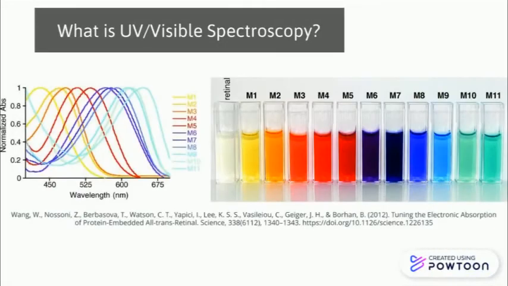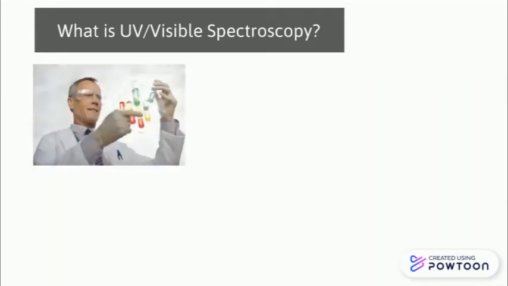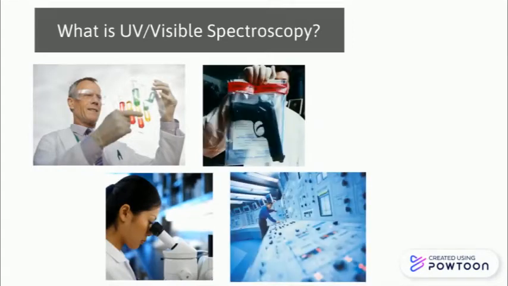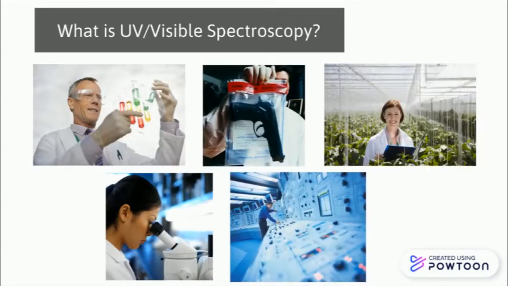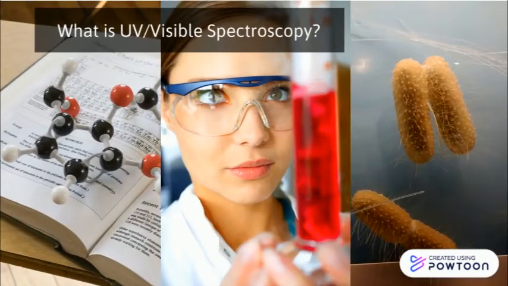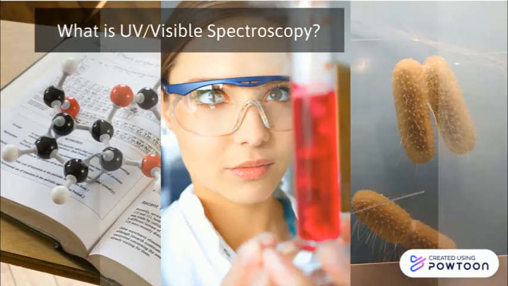Molecular absorption spectroscopy in the ultraviolet visible region of the spectrum is a widely used technique in chemistry, biology, forensic sciences, engineering, agriculture, and many other fields. This technique allows us to quantitatively determine the concentration of many organic, inorganic, and biological species.